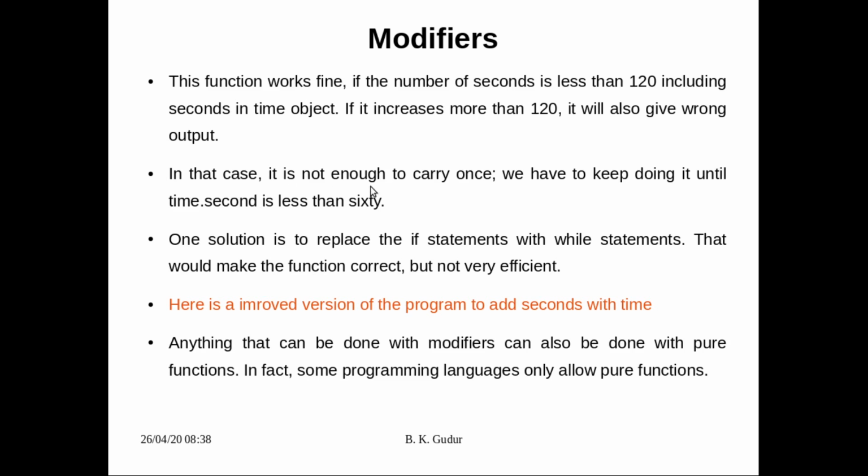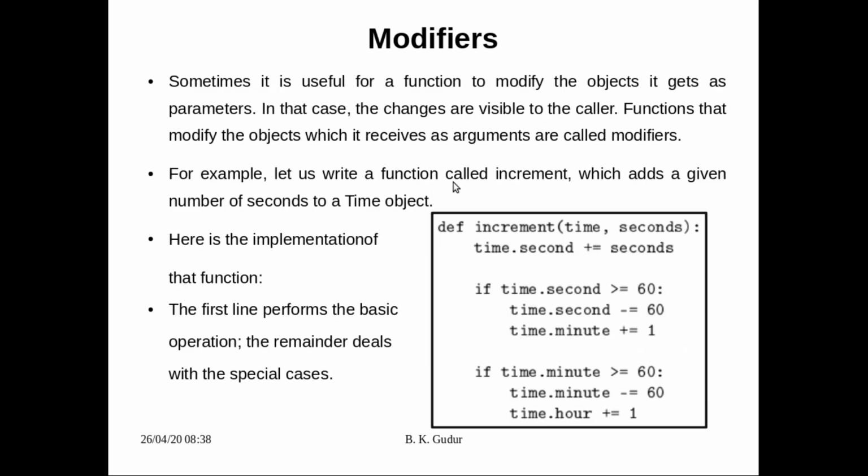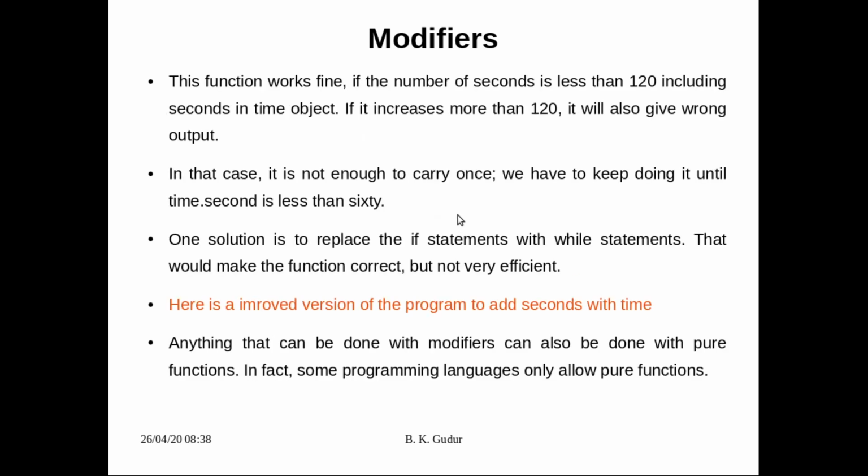In that case, it is not enough to carry once. Here we are carrying only once to the minutes. Instead of that, we have to keep doing it. We should check how many 60 seconds we get, and that many times we should carry 1 to the minute, doing it until time.second is less than 60. One solution is to replace the if statement with a while statement. That would make the function correct, but it will not be very efficient, but still we'll see that function.